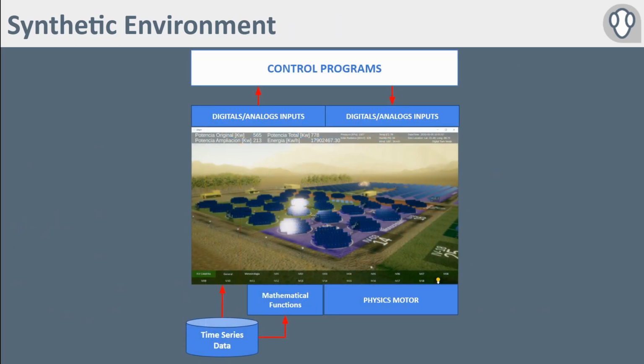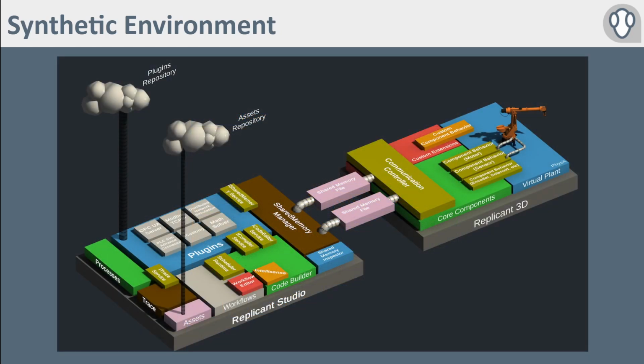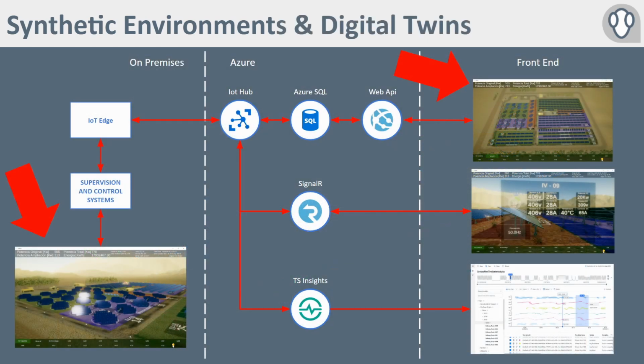The synthetic environment reads from a time series database and allows us to apply mathematical functions to this data, like repeating a day of the time series database and varying the wind speed. The system's architecture is composed by ReplicANT Studio, which can either be connected to the real plant or read data from the time series database, and ReplicANT 3D, which implements a model that we want to visualize where the physical motor is run.